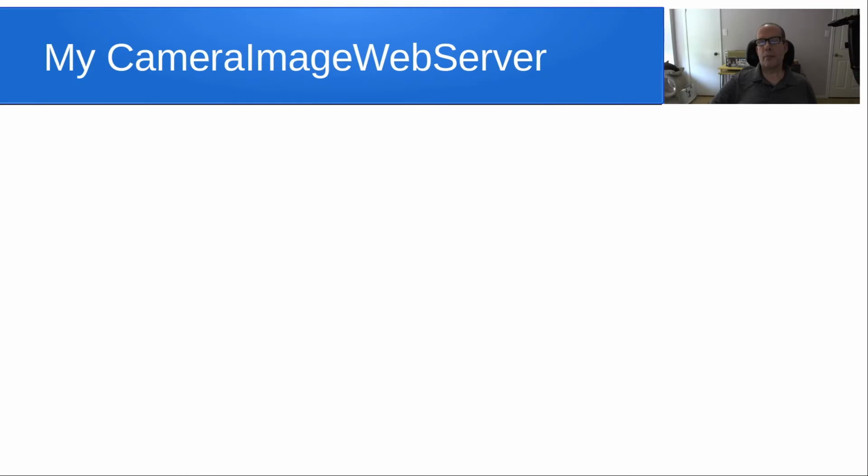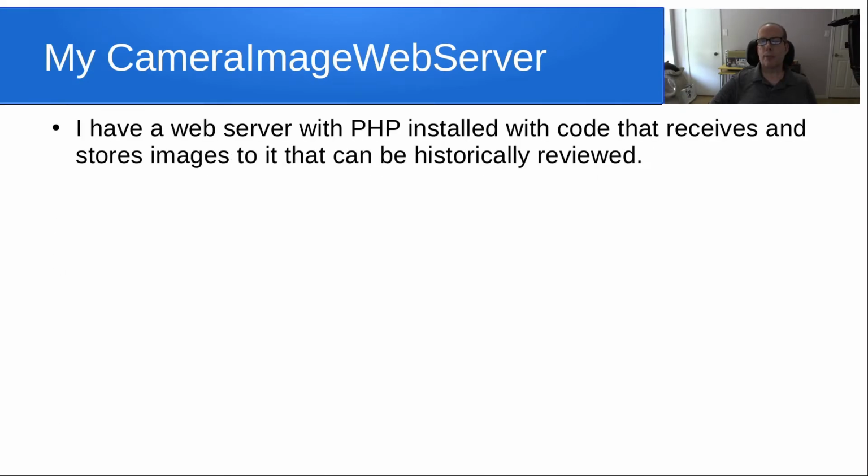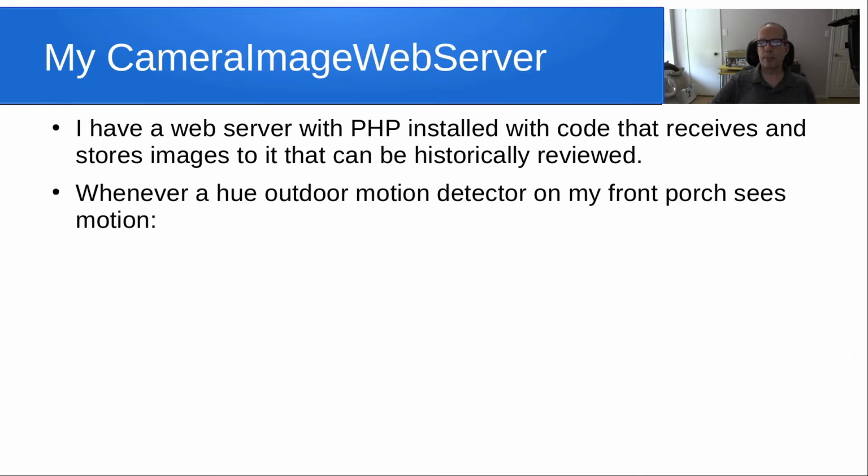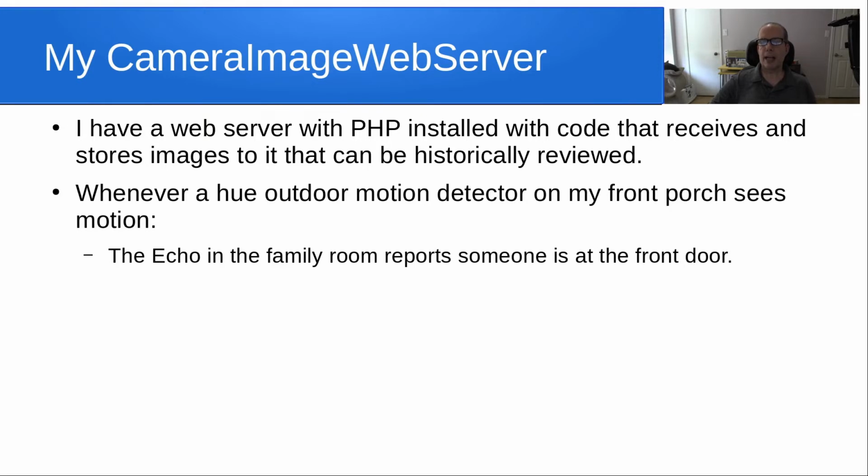Then I have my camera image web server. I have a web server with PHP installed with code that receives and stores images to it that can be historically reviewed. Whenever a Hue outdoor motion detector on my front porch sees motion, the Echo in the family room reports that someone is at the front door.